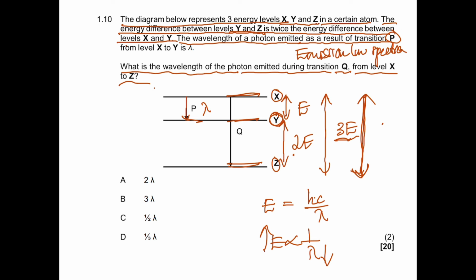Right? Look at the energy level. The energy level is increasing 3 times. That means that the wavelength is going to do what? Decrease 3 times. But the decrease 3 times is going to be 1/3 lambda. So the answer here is D. I hope I make sense, guys.